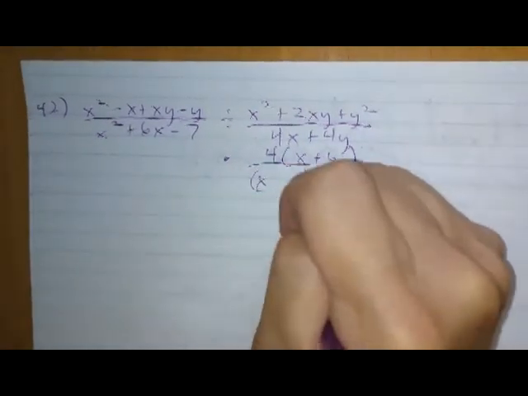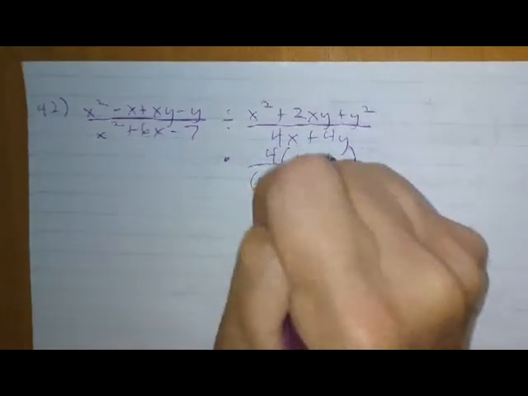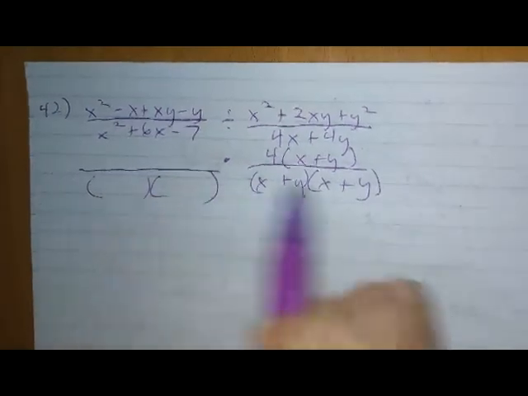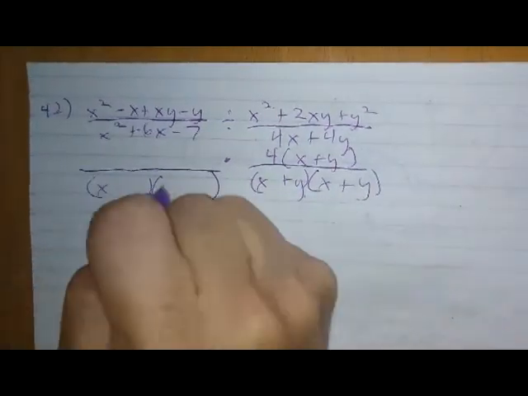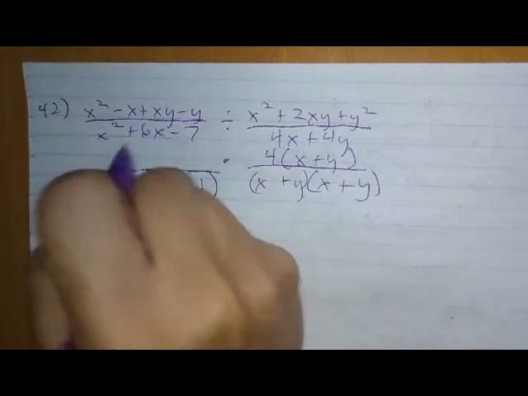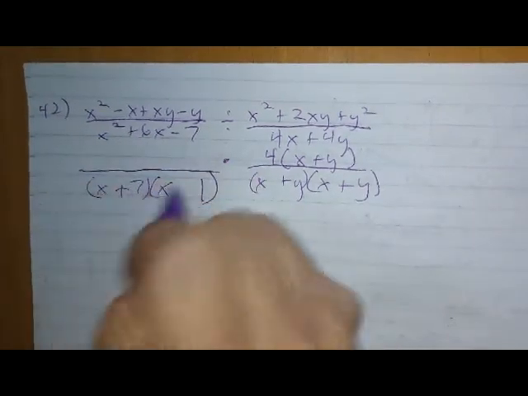x and x, y and y, plus and plus. Okay, on this side, I'm going to factor the bottom. x and x, we need a negative 7. 7 and 1. Positive 6 in the middle, so it's going to be plus 7 and minus 1.